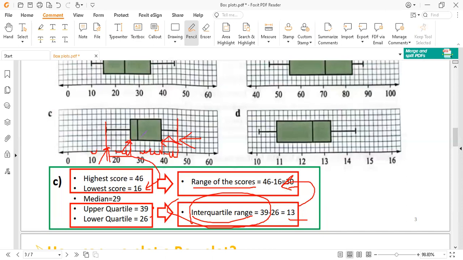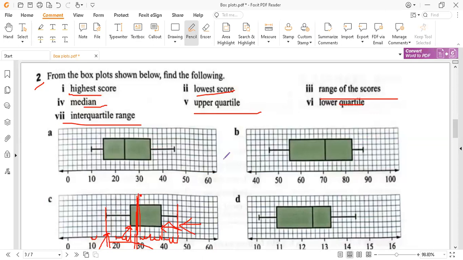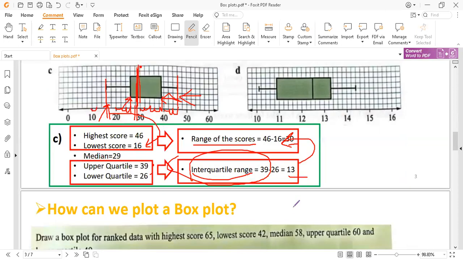So why? Because this line or this part represents the median. So it is 29 because we have 28 and a half, so 29. So it is easy to find how to read each one of these box plots.